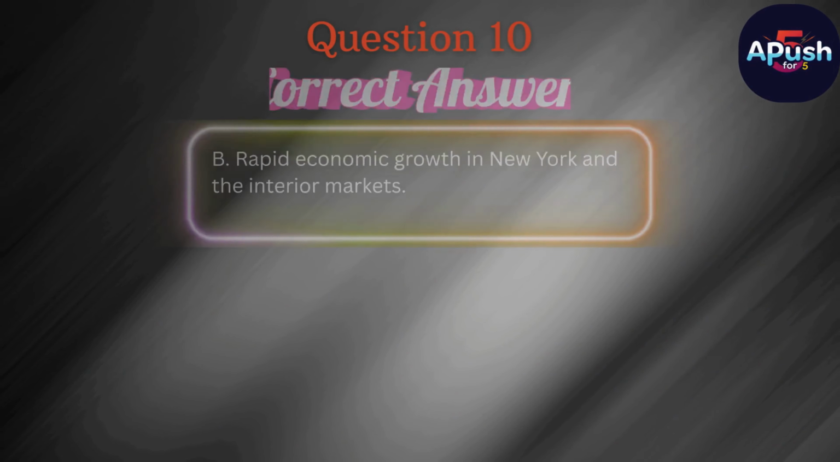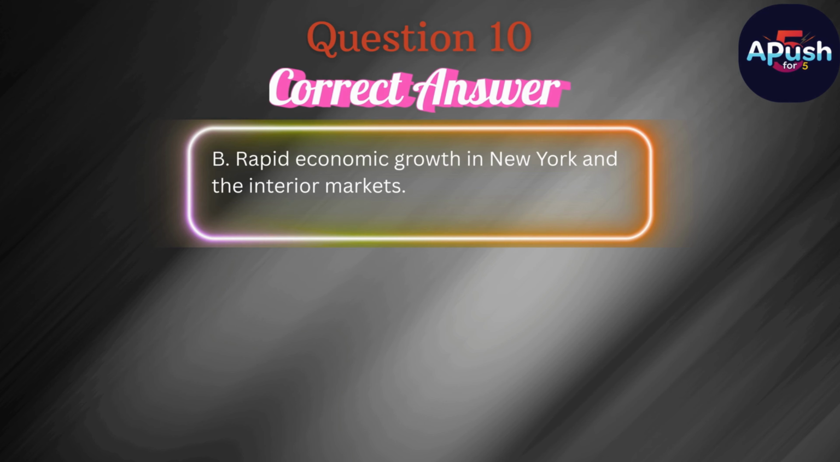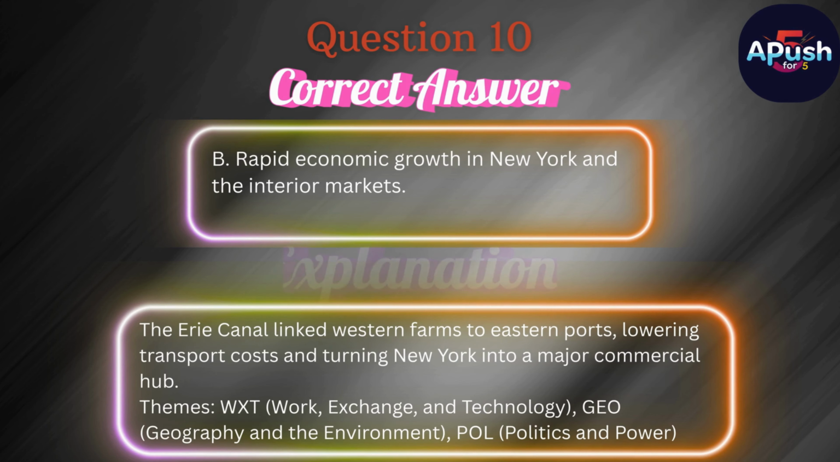The correct answer is B. Rapid economic growth in New York and the interior markets. The Erie Canal linked western farms to eastern ports, lowering transport costs and turning New York into a major commercial hub.